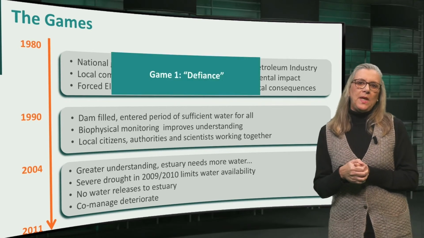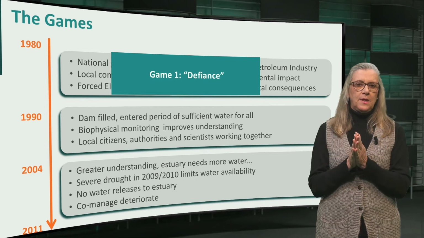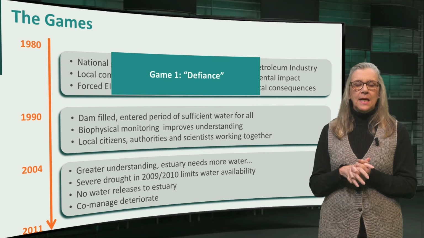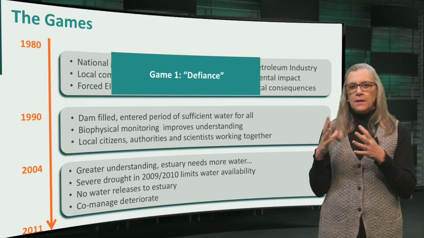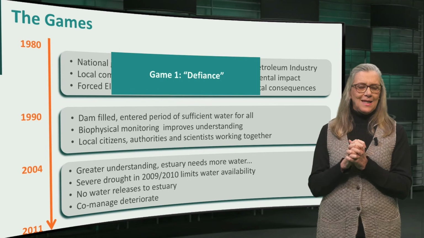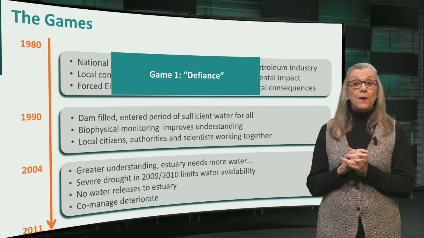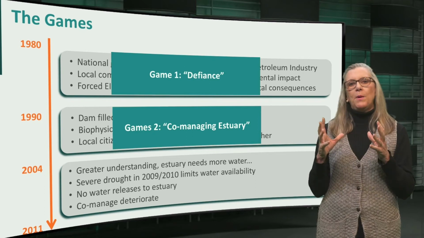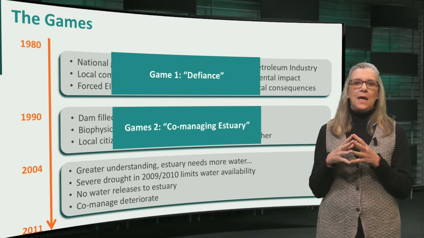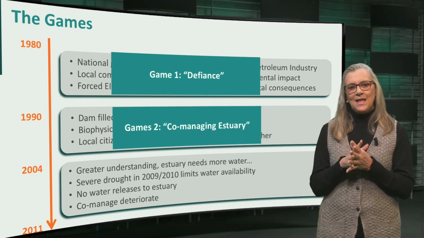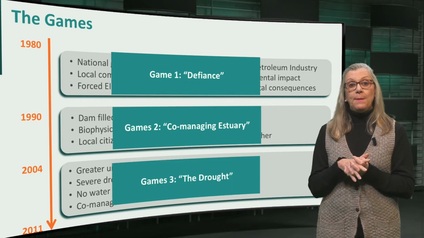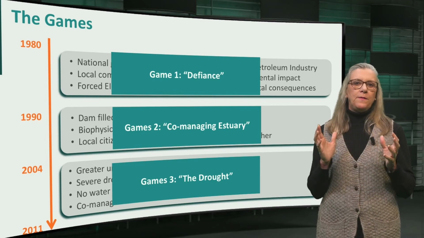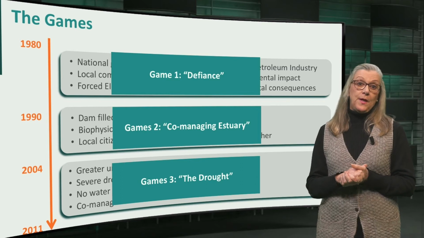All in all, we can distinguish therefore three games. The first one happened during the early stages of the 1980s, characterized by conflict and distrust, so we named that Defiance. Then followed the good times, when there was enough water for all, trust was built, and everyone worked together. So we called this game Co-Managing the Estuary. This was followed by a bleak period with a drought, water was scarce, and conflict surfaced again. So we called this game The Drought.